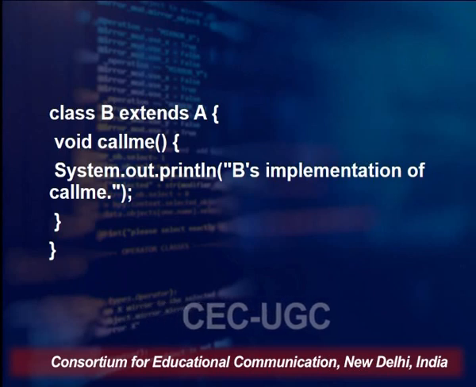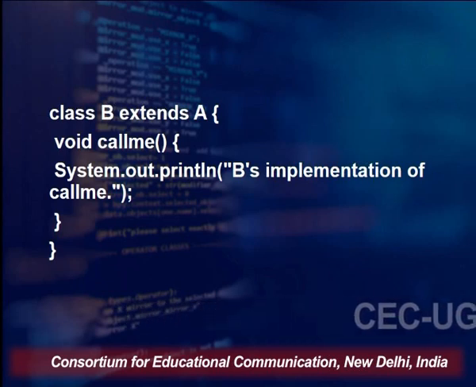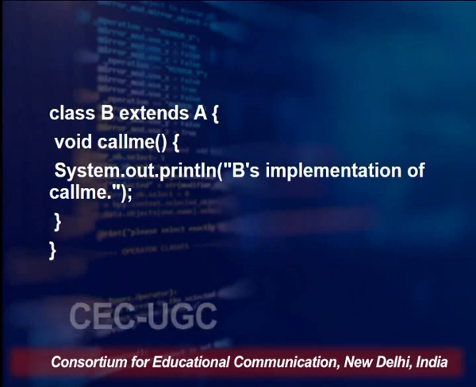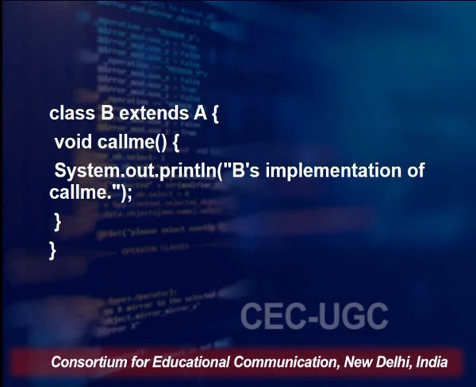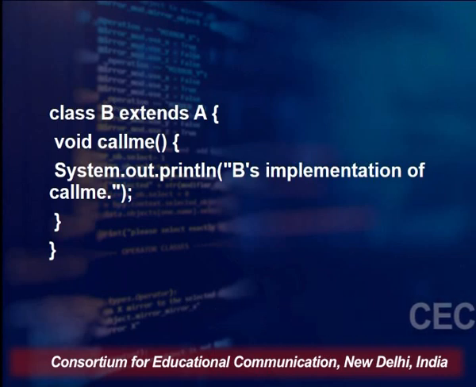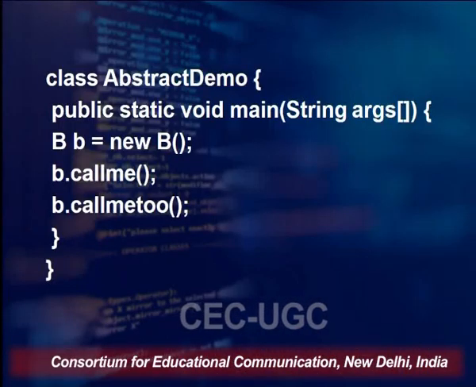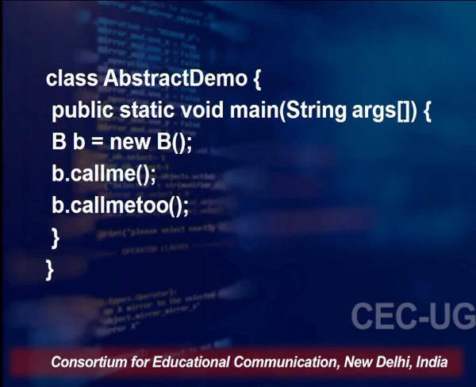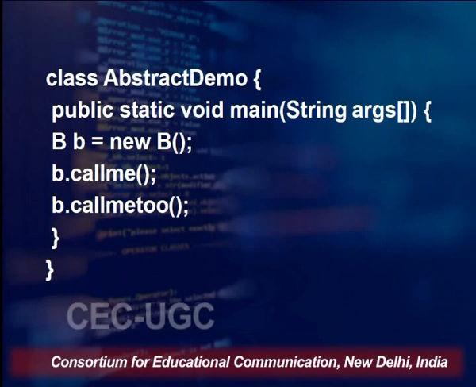So void callme here, and then you can print whatever you want inside this callme. Here it is just printing System.out.println B's implementation of callme. Now when we use these classes by forming their objects inside the main function, this is going to be the scenario. We have a class, let's say AbstractDemo. Then inside the main function we have created a reference variable and an object of class B.